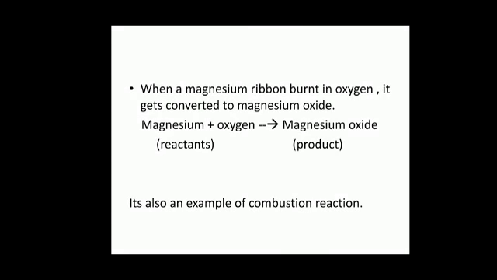So, how can we say? When a magnesium ribbon is burnt in oxygen, it gets converted to magnesium oxide. Look at the reactants. Reactants are magnesium and oxygen, and the product is magnesium oxide. It's not only an example of combination reaction, but we can also call it an example of combustion reaction.